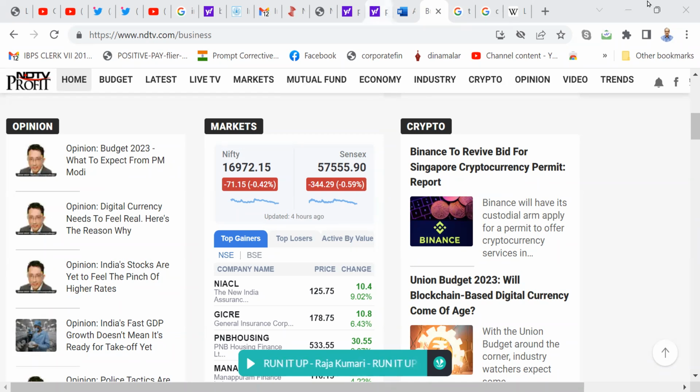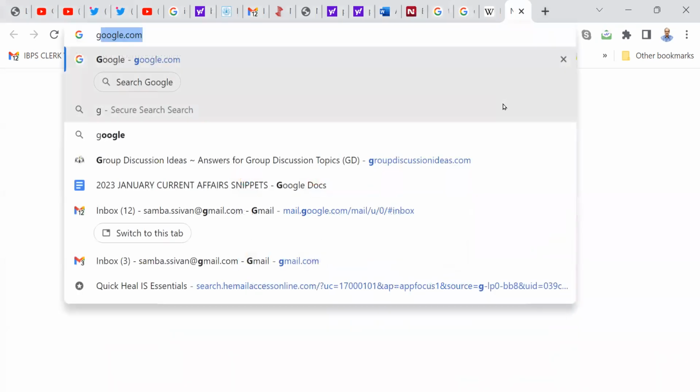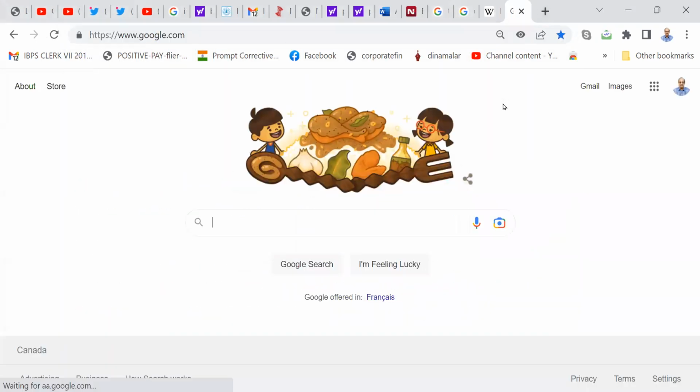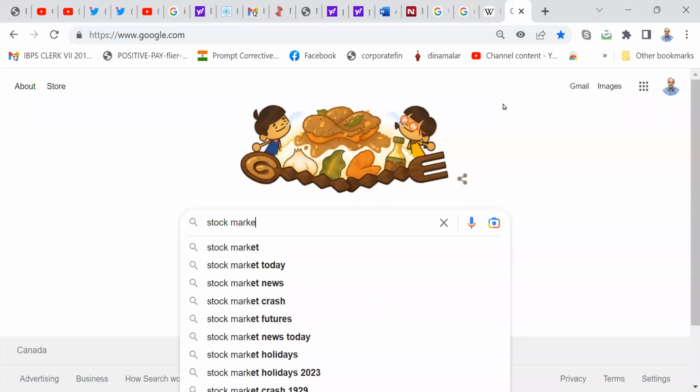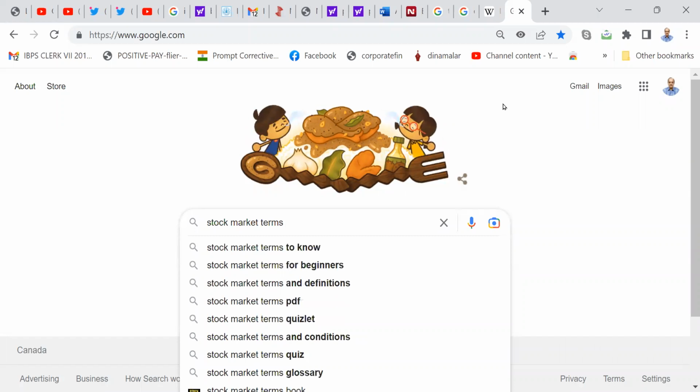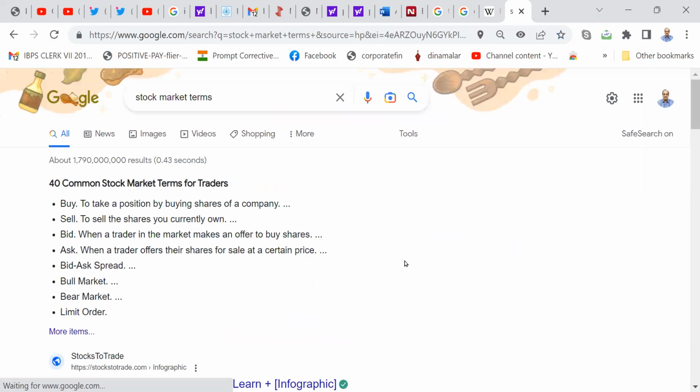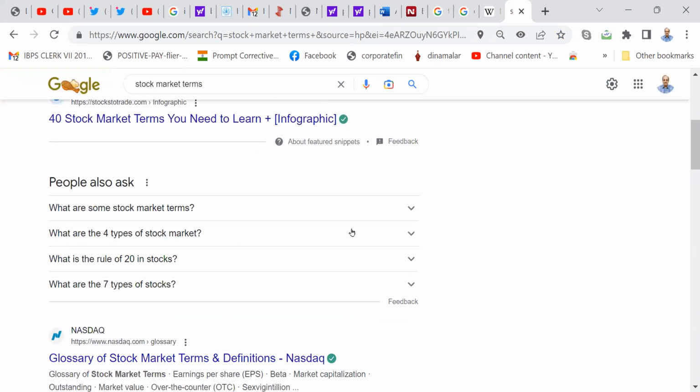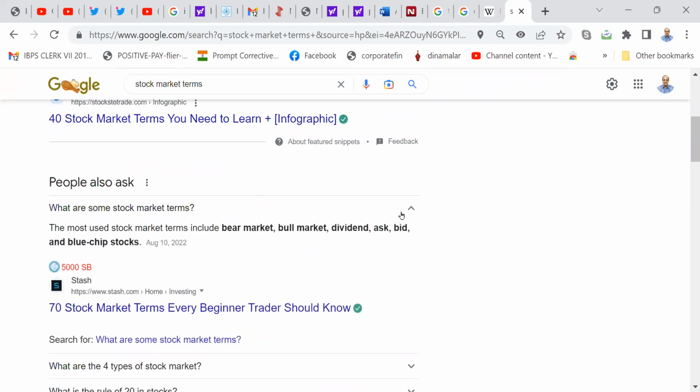So what you can do is just go to Google. Search stock market terms or something like that. Yeah, we will get lot of ideas. 40 common stock market terms for traders. And you will get lot of questions here. What are some stock market terms? Bear market, bull market, dividend, ask, bid, blue chip, etc.